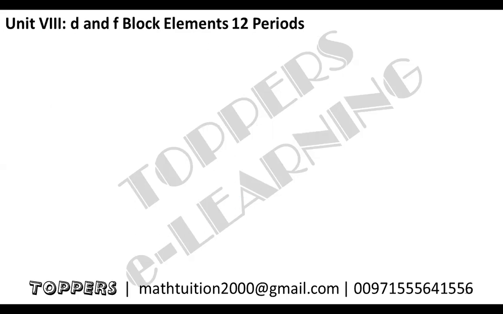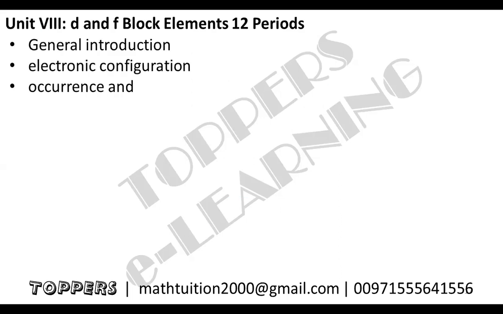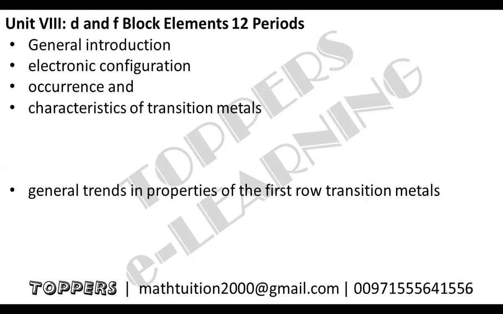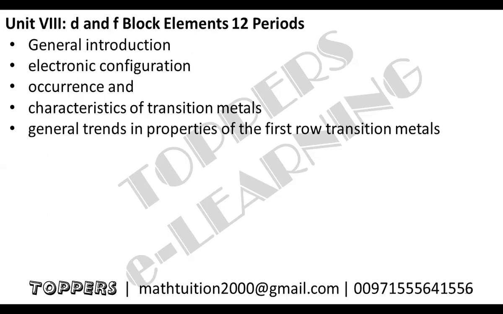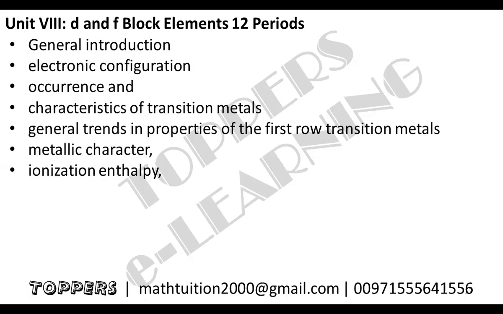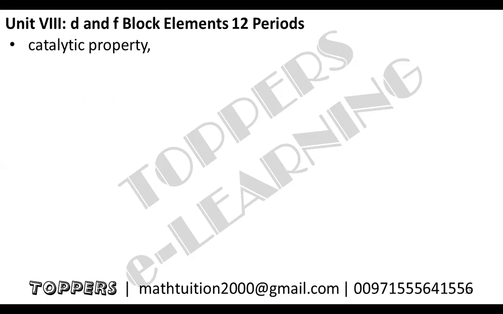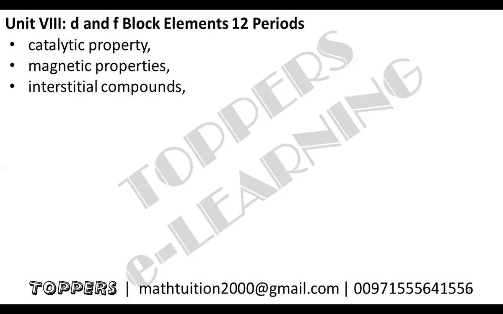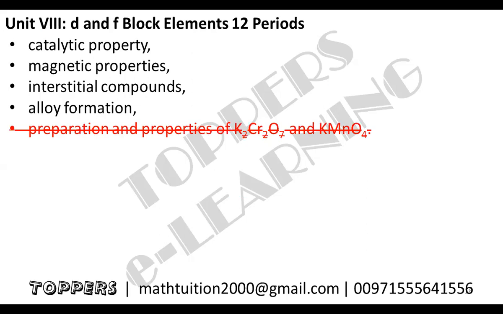Unit 8, d and f block elements: general introduction, electronic configuration, occurrence, characteristics of transition metals, general trends in properties of the first row transition metals, metallic character, ionization enthalpy, oxidation states, ionic radii, color. All these topics are there. Catalytic properties, magnetic properties, interstitial compounds, alloy formation, all these topics are there, but the preparation and properties of potassium dichromate and potassium permanganate are removed. K2Cr2O7 and KMnO4 removed.